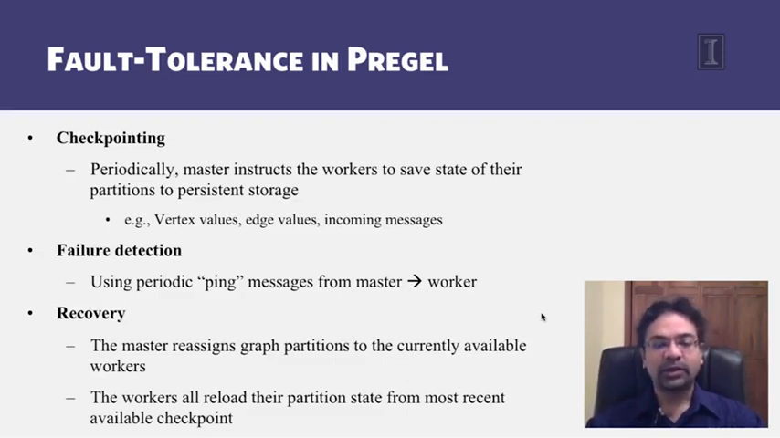And then the workers all reload their partition state from the most recent checkpoint, and they start where they left off. So when you have a failure, essentially you might end up losing the work since the last checkpoint. If you're checkpointing at the end of every iteration, then you lose at most one iteration's worth of work, and you can start from the latest iteration.